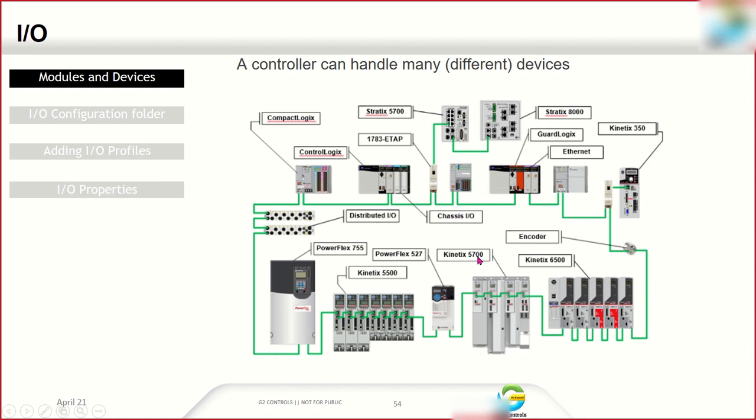This is Kinetix 5700. Then PowerFlex 527 we can connect into the ring network. Then Kinetix 5500. These different devices we can connect into one network, and we can take it directly into the controller IO configuration.